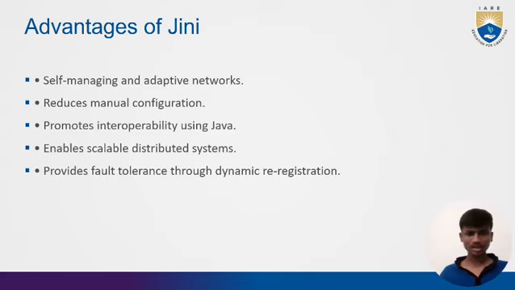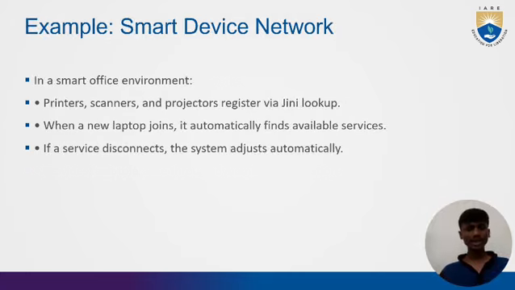There are self-managing and adaptive networks, reduced manual configuration, interoperability using Java, scalable distributed systems, and fault tolerance through dynamic registration. We take an example of a smart device network in Jini technology. In a smart office environment, printers, scanners, and projectors register via Jini lookup. Then, when a new laptop joins, it automatically finds available services. If a service disconnects, the system adjusts automatically.